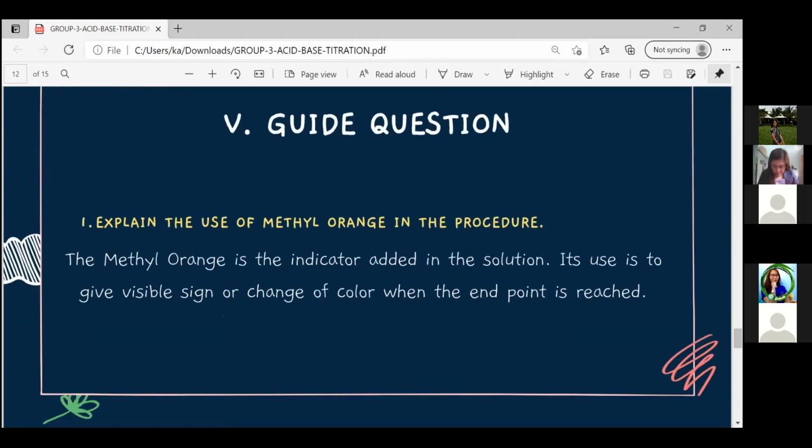And then for the guide question number 1, explain the use of methyl orange in the procedure. So the methyl orange is the indicator added in the solution. Its use is to give visible sign or change of color when the endpoint is reached.